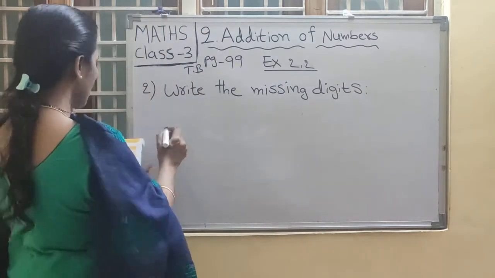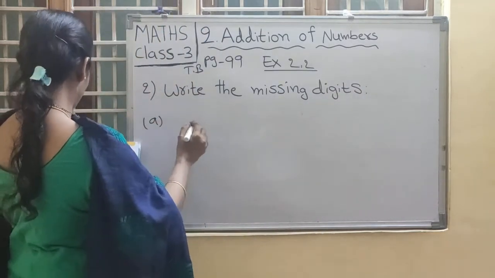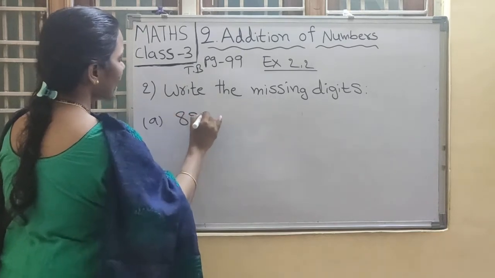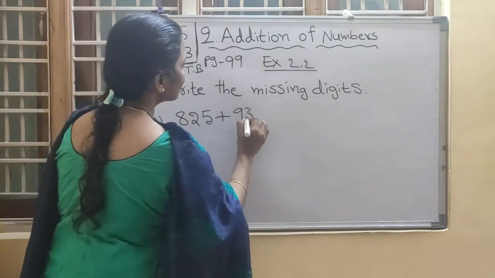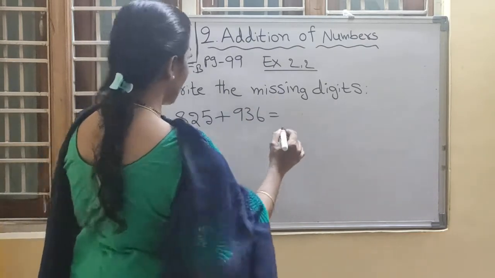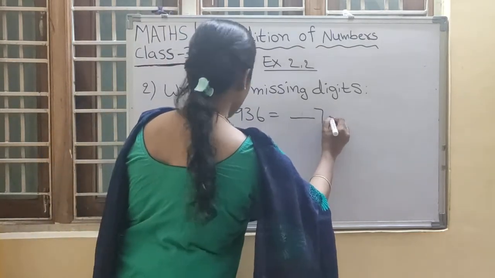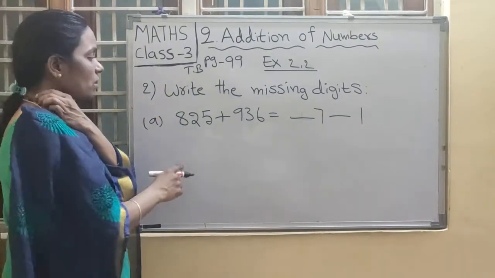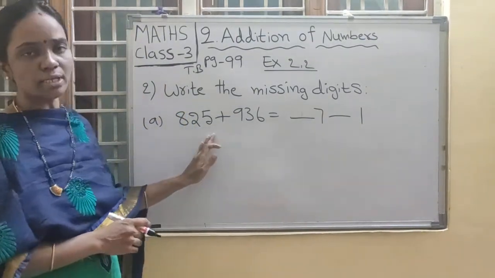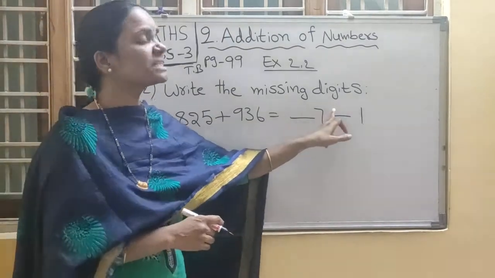Yes, the first one I am going to take is a bit. 825 plus 936 is equal to dash 7 dash 1. This problem we are going to do now. So we have to add these two numbers and we have to write the missing digits.